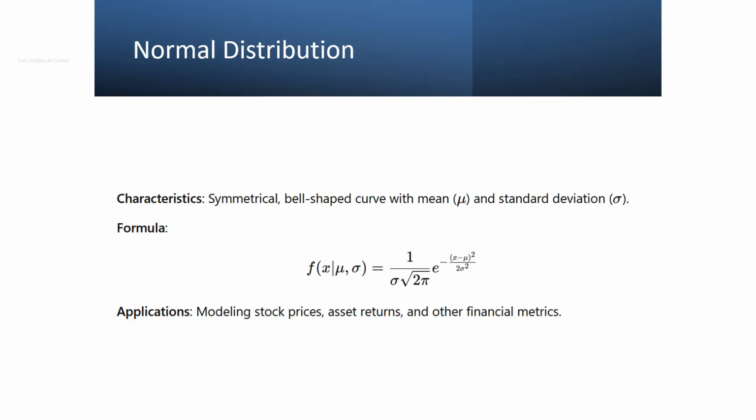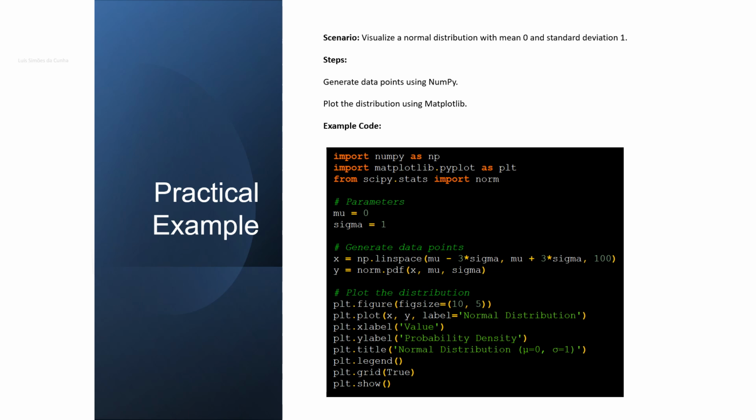The normal distribution is characterized by its symmetrical, bell-shaped curve defined by the mean and standard deviation. Let's visualize a normal distribution with a mean of 0 and a standard deviation of 1. We generate data points using NumPy and plot the distribution using matplotlib. This example illustrates the symmetrical, bell-shaped curve of the normal distribution.